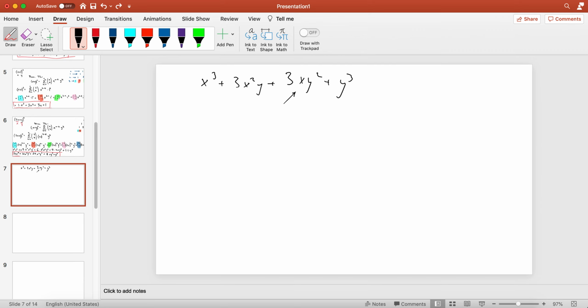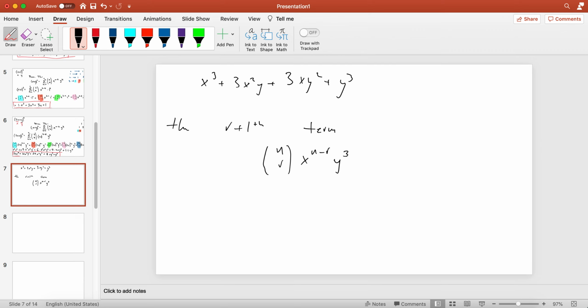Well, I'll put it to you like this. The r plus 1th term of a binomial will be given by n choose r, x to the n minus r, y to the r.